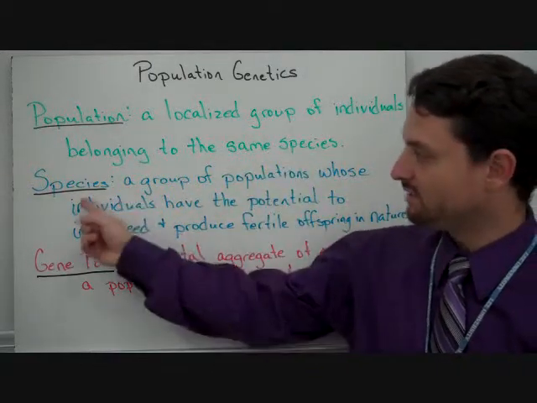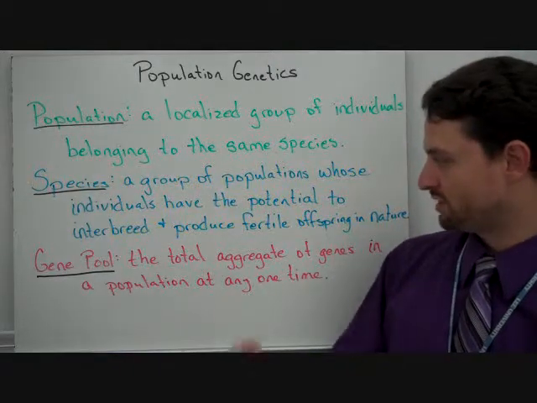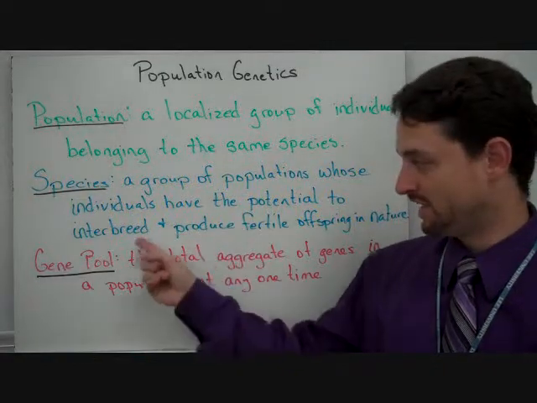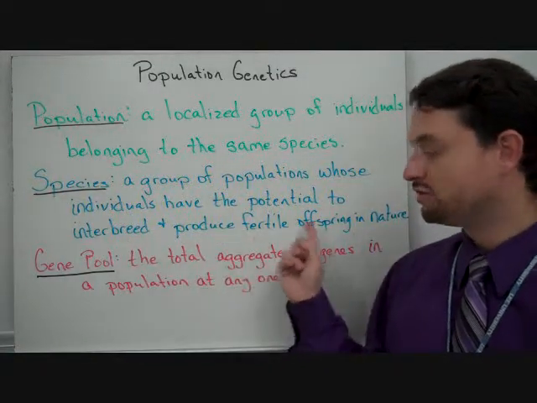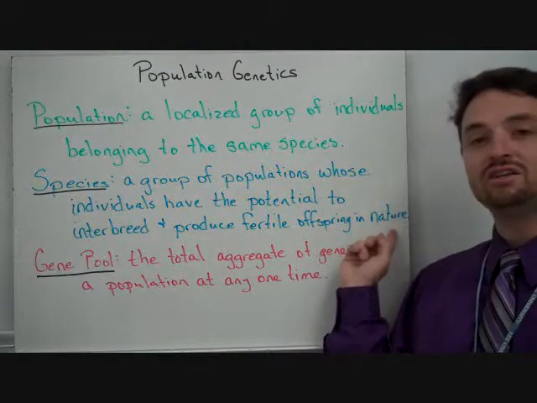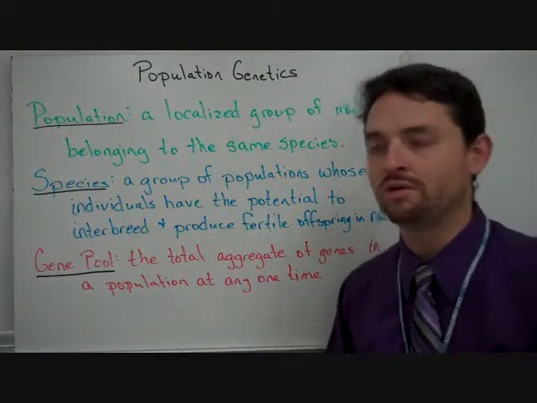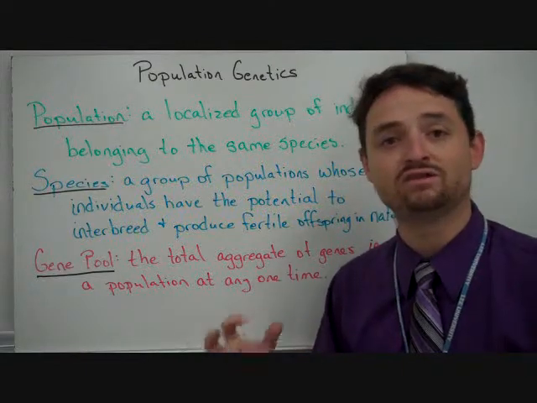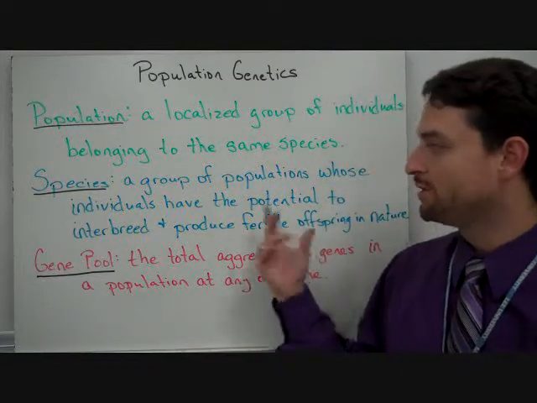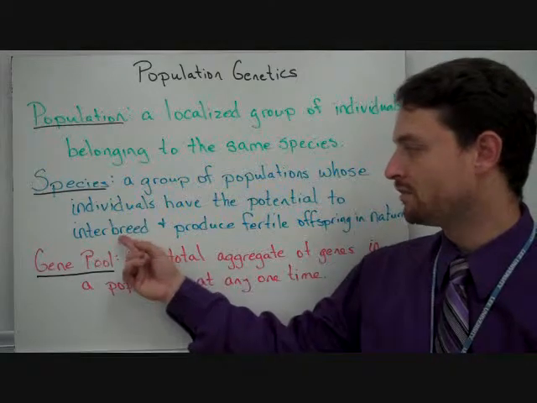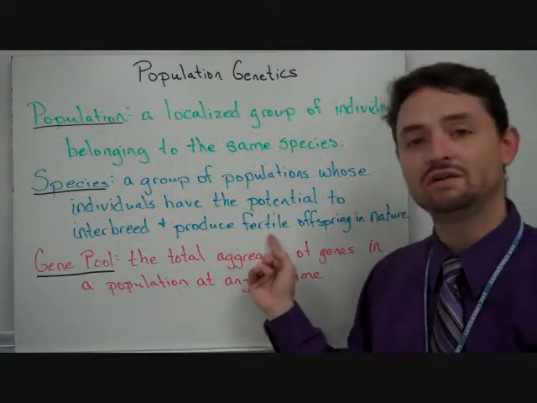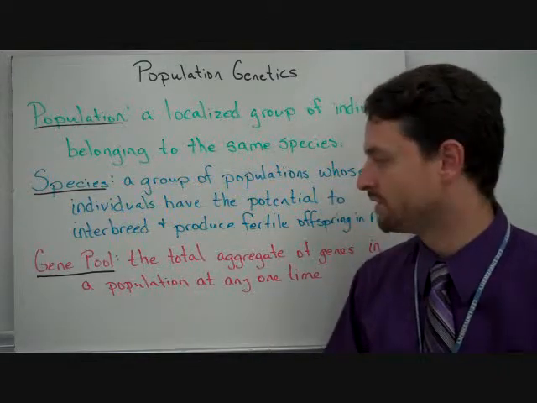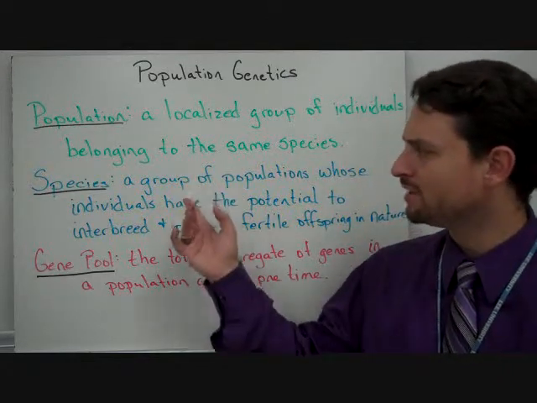A species is a group of populations whose individuals have the potential to, and these are the two key parts of species, interbreed and produce fertile offspring in nature. This is not talking about what we're able to accomplish in a lab or in a zoo or anything like that. This is saying in a natural environment, in nature, they will be able to reproduce with each other, they will interbreed, and they'll produce this key thing right here too, fertile offspring, meaning offspring that can also reproduce another generation.